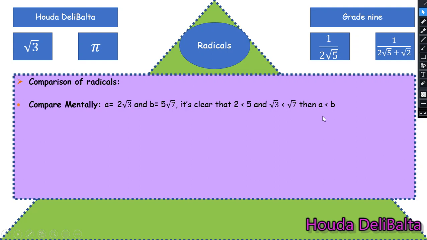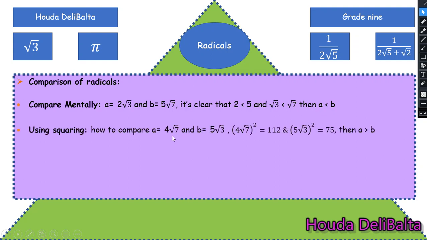What if things don't work logically or mentally? What should we do? For example, if we are going to compare 4 radical 7 and 5 radical 3, 4 is less than 5, but radical 7 is greater than radical 3, so we cannot use mental thinking to compare A and B unless we use the calculator. So we use the squaring method. So what is this squaring method?